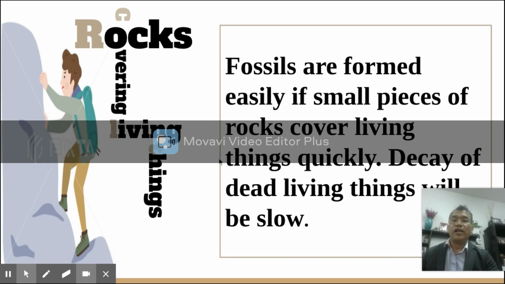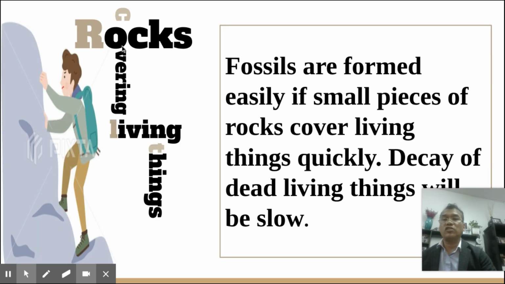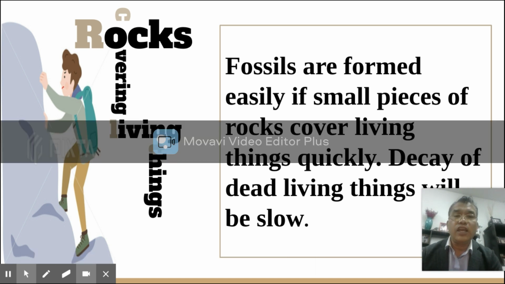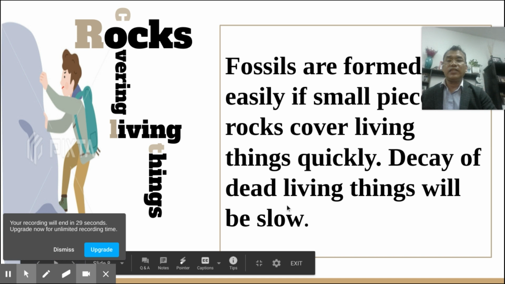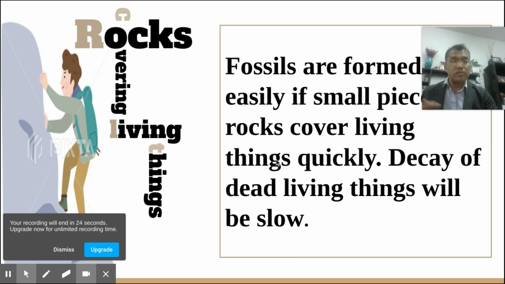Then the next one is rocks covering living things. It's written here a little stylishly. When fossils are formed easily, small pieces of rocks cover the living things and pile on, which means decay will not take place easily. Decay of dead living things will be very slow, right? Slow. That means the fossil will be formed easily.